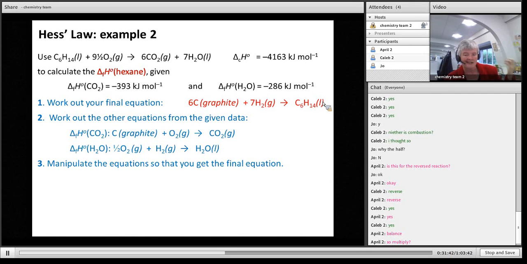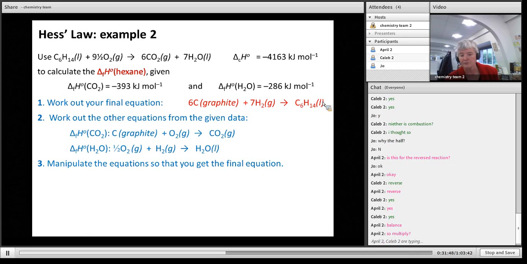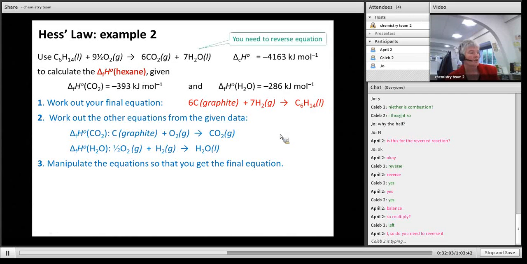But the issue with the first reaction is the hexane is on which side, the left-hand side or the right-hand side? The left. So how do I get the hexane that's on the left to the right? You need to reverse it. Yep, correct. So the first one you reverse. Okay, what do you do with the others?